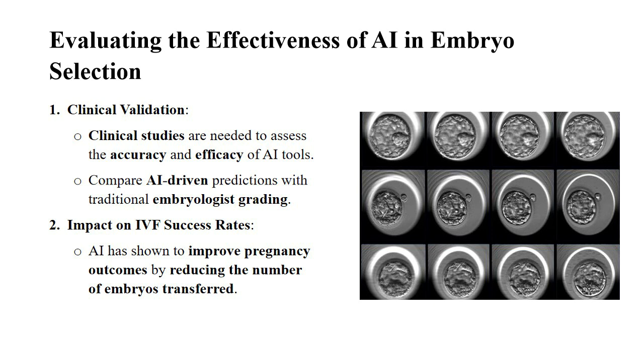Long-term studies are required to determine the impact of AI-based selection on pregnancy success rates, live birth rates, and multiple pregnancy rates. B. Impact on IVF success rates. AI has been shown to improve IVF outcomes by reducing the number of embryos transferred while still achieving high pregnancy success rates. The ability to predict embryo viability more accurately can also reduce the number of failed IVF cycles by selecting higher quality embryos for transfer.